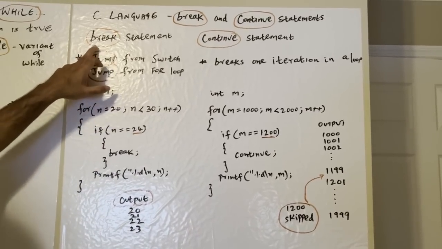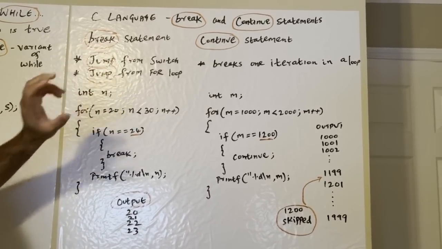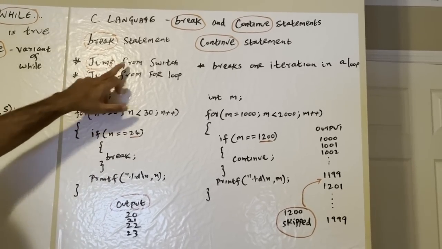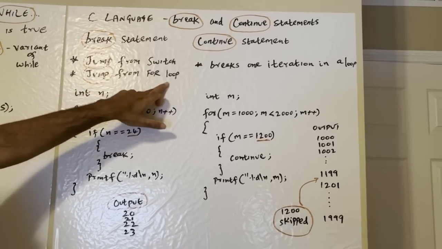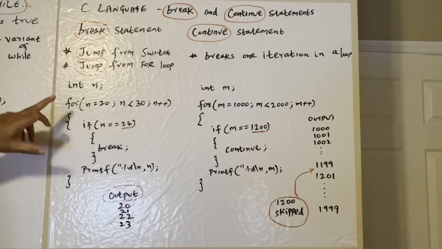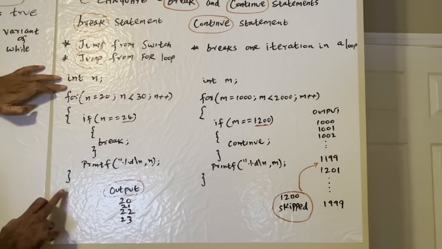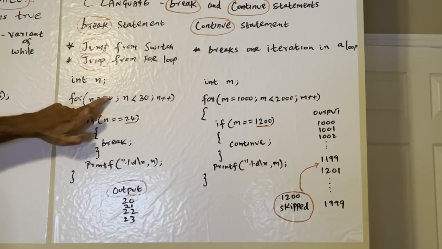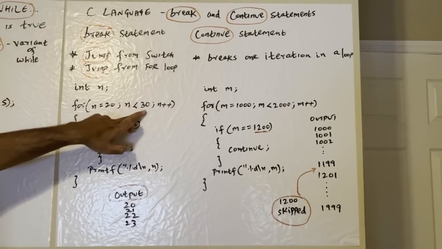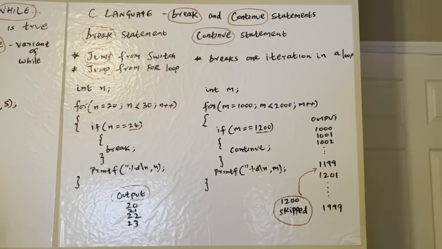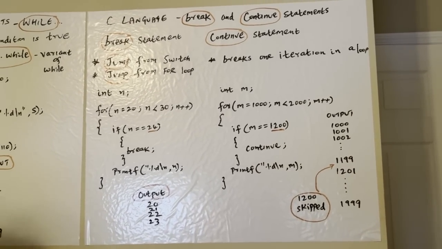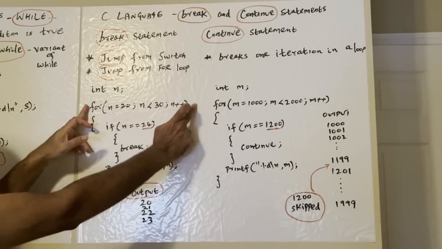So let's discuss the break statement. This is used to break out of the code based on some condition. The break statement is used to jump out of a switch statement or a for loop. For example, you define integer n. There is a for loop. Initial value I am assigning 20. This is called the condition: when n is less than 20, n++. In the last program we wrote 4-5 lines, and C allows us to use the ternary operator, so we wrote it in just one line.